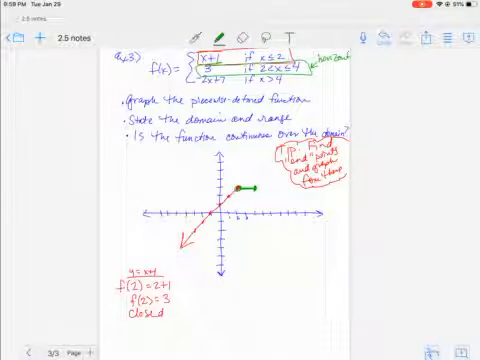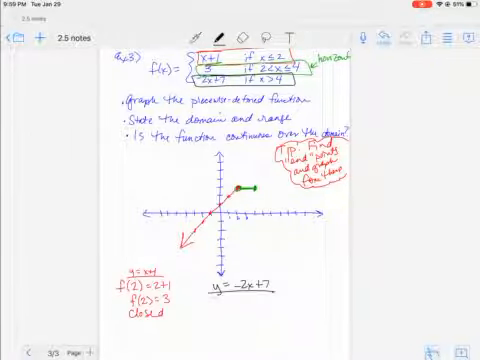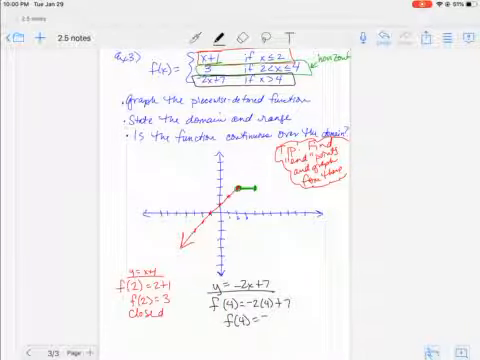Good. Lastly, we'll go black just so that we can keep our colors going. But the same thing that's happening there is for my graph here of y is equal to negative 2x plus 7. I want to plug in f of 4 so we see what's happening. Negative 2 times 4 plus 7. So f of 4 here is going to be negative 8 plus 7, giving me a negative 1.